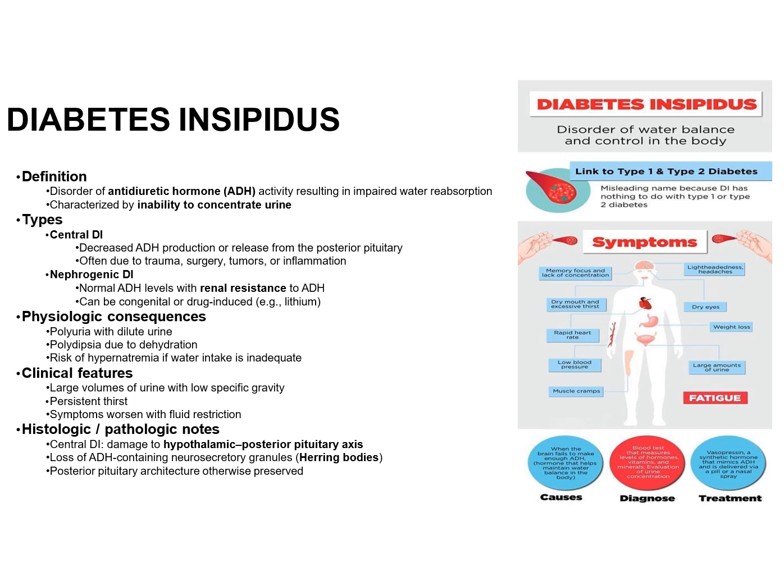hypernatremia. Histologically, central DI is associated with loss of Herring bodies, which are the stored ADH granules in the pituitary. The overall pituitary architecture is often otherwise preserved. Clinical anchor: you pee too much and the pee is dilute. So, worthless knowledge: insipidus means tasteless, the opposite of diabetes mellitus.